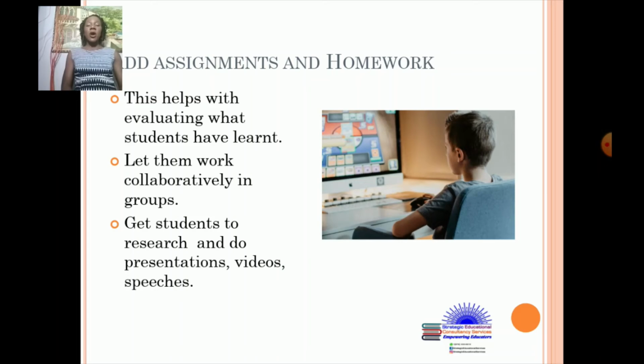The next part of planning for the online classroom, when you look at your lesson plan, is that you want to add assignments and homework. Some persons will say, what's the sense of giving them assignments and homework and stressing them out? Educators, if it is even once per week or twice per week, you are giving them the assignments and homework to be done. This helps with evaluating what students have learned.